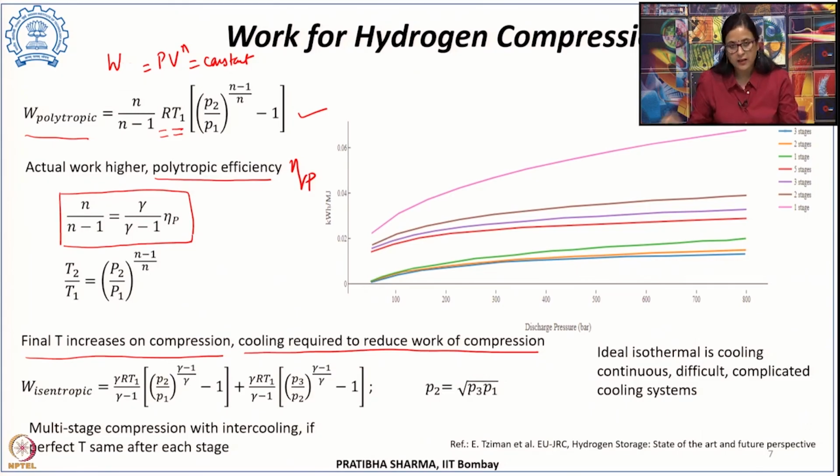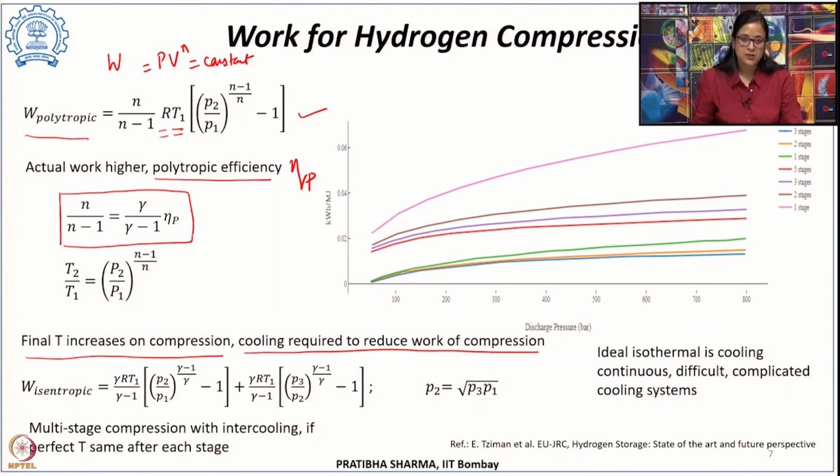So, ideally it is very difficult to achieve; a very complicated cooling system would be required. So, actually we can approximate it by considering a multi-stage compression, including an intercooling stage, so that the temperature at each stage of the gas attains its initial temperature. If the intercooling introduced between the different stages is perfect, the temperature of the gas will be identical after each stage of compression.